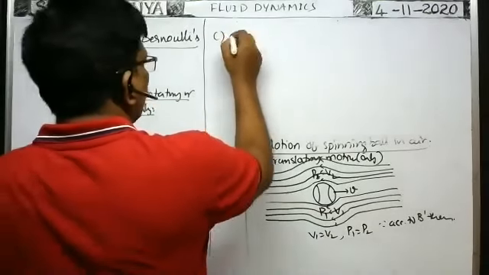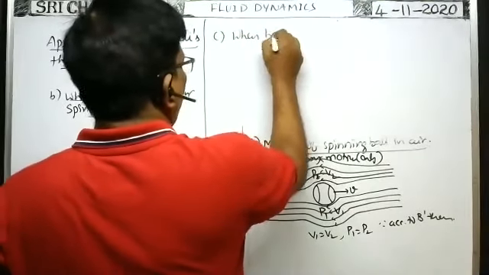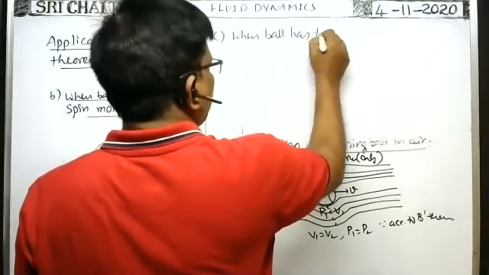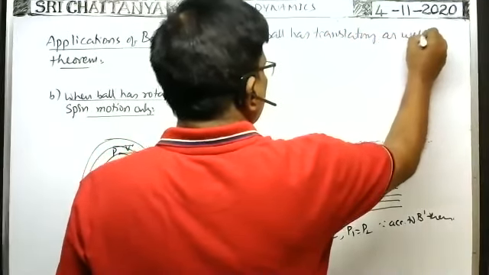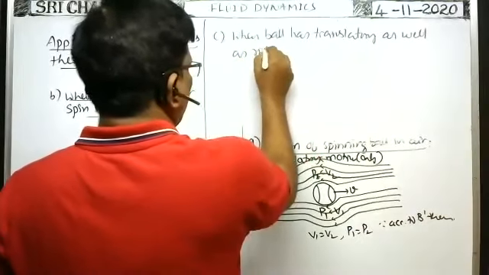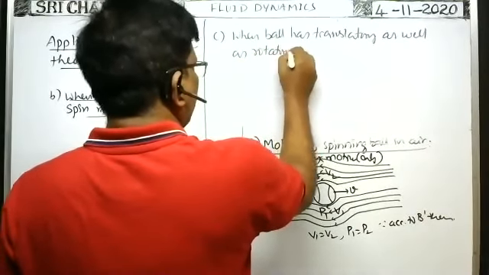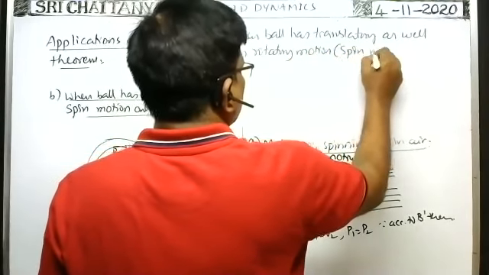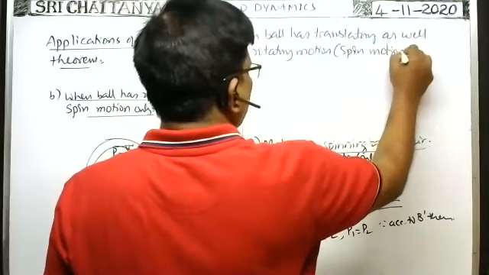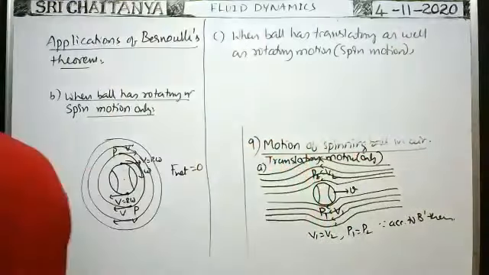So see, when the ball has translatory as well as rotatory motion, or spin motion, that means spin bowling. This is the example for spin bowling. What happens?